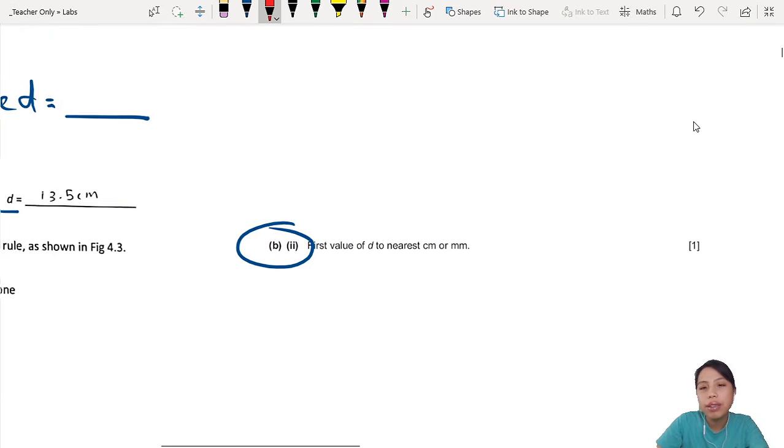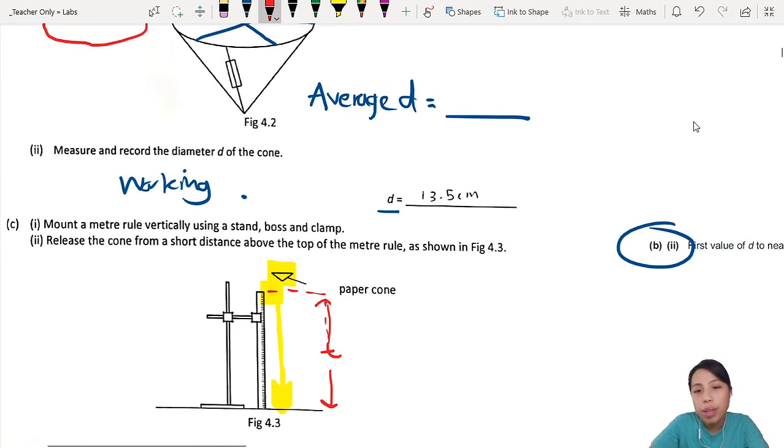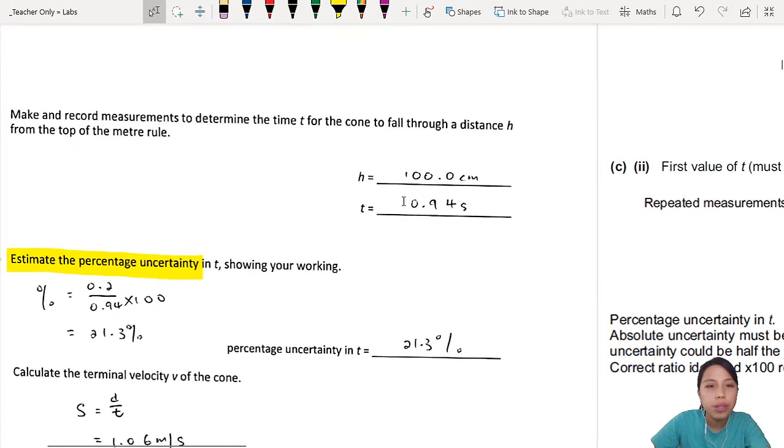First value of D nearest to cm or mm, 1 mark. Check and see. The ruler must measure to 1 mm, so you must have this decimal. Otherwise, like in question 1, you lose the mark already. So, okay, this one's okay. Then we come down to what else?